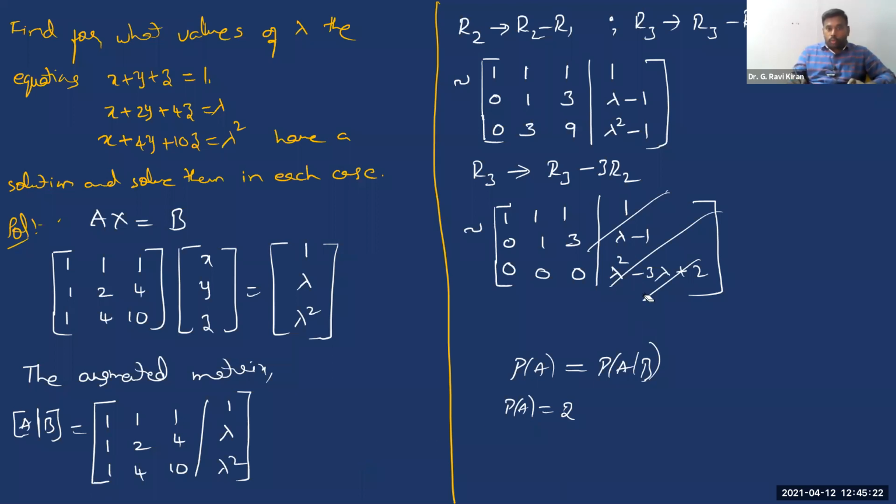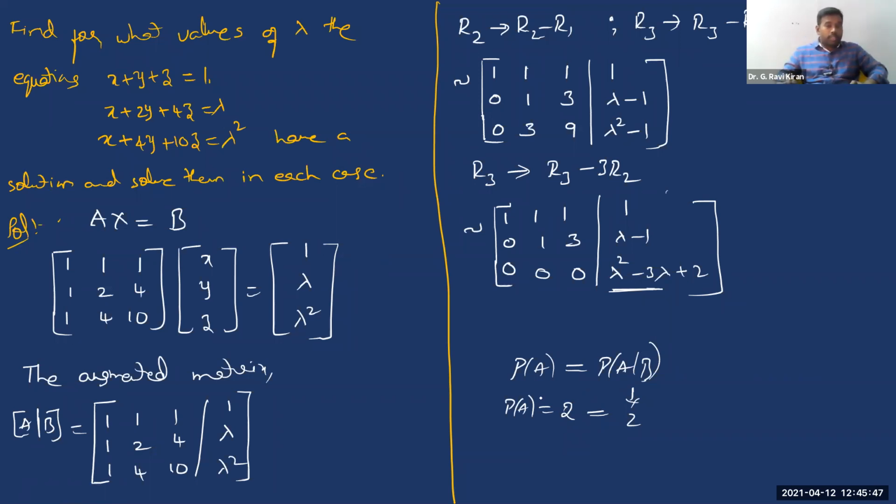But see, if you take this last element as not equal to 0, by chance, we'll get the rank of the augmented matrix as 3. But when it is 3, what happens? You don't have any solution, right? So to get the solution, the rank of AB must also be equal to 2. The rank of the augmented matrix must also be 2.